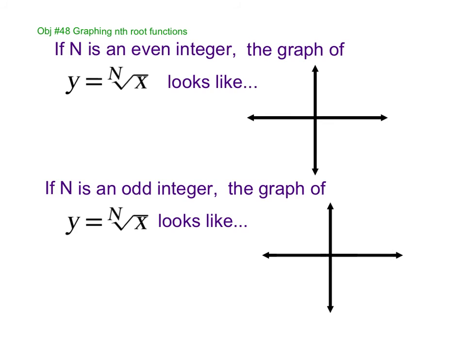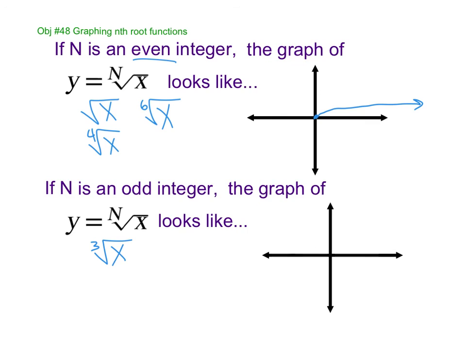All right, so let's write down the kind of general rule here. So if we have an even integer, it's the square root of x, the fourth root of x, the sixth root of x, all of those. What will this look like? So that all pretty much looks like a square root. So it starts at the starting point, 0 for the parent function, and it just goes to the right. What if it's odd? The cubed root of x, the fifth root of x, and so on. Because it's odd, we can go to the right, but then we can also go to the left. So it's going to look something like that.